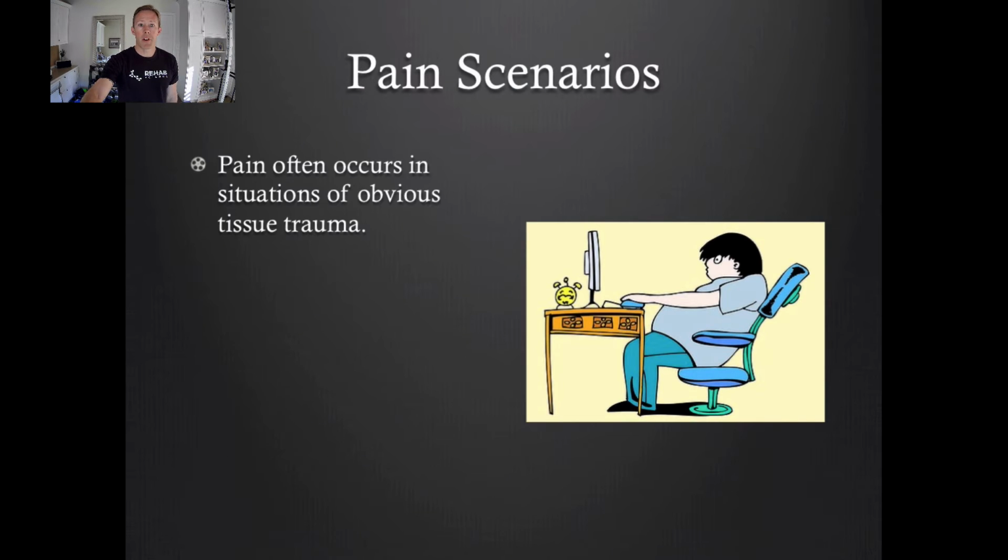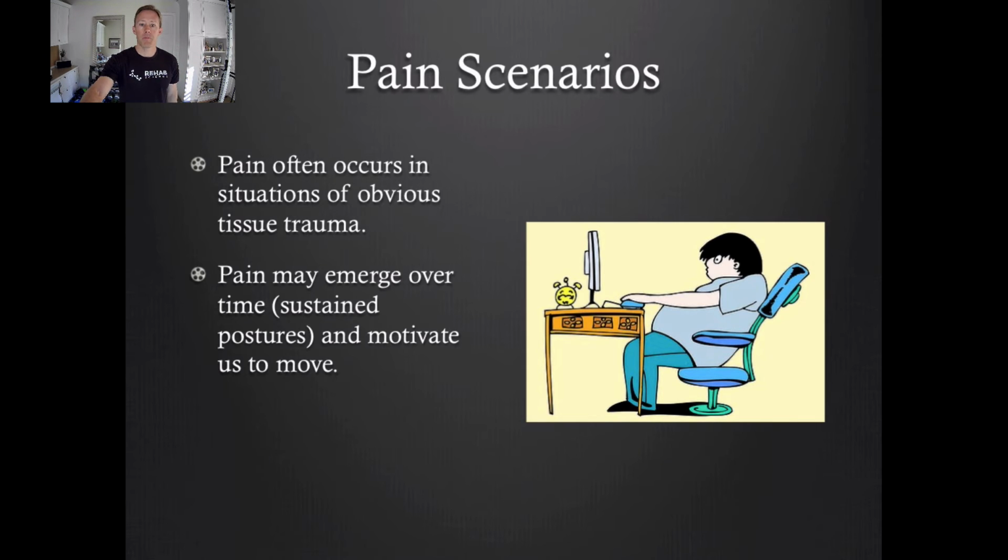So different pain scenarios we can look at here. Obviously pain can occur in situations of obvious tissue trauma. You sprain your ankle, different ligament sprains, you slip and fall and catch yourself and twist your knee and then you have pain and swelling. You can think of situations where there's a tissue trauma and that causes pain, and that is very common, and that will be a place where examining the tissues really is important.